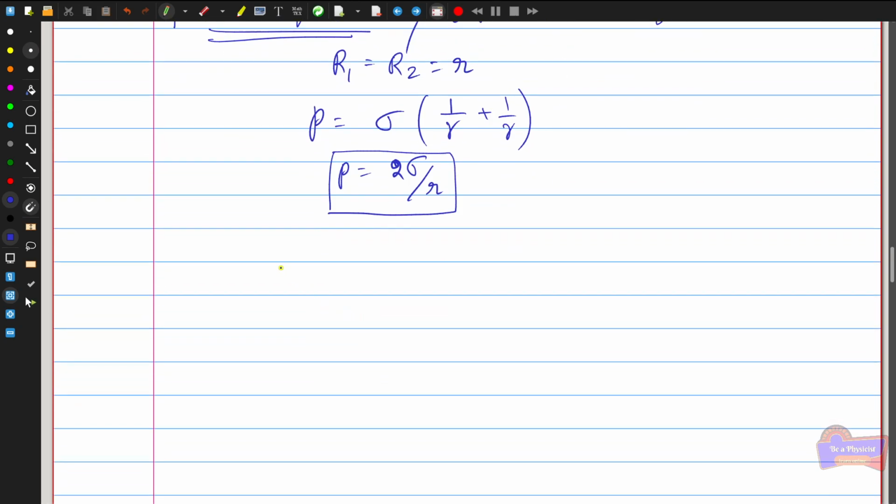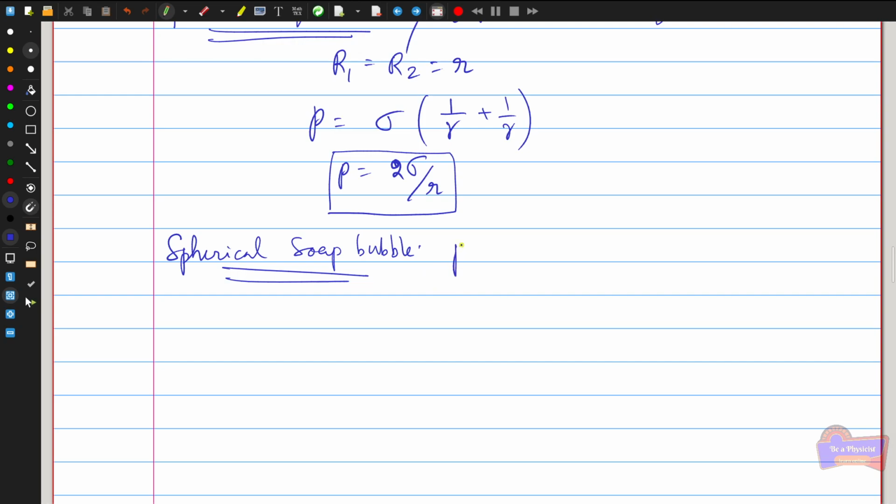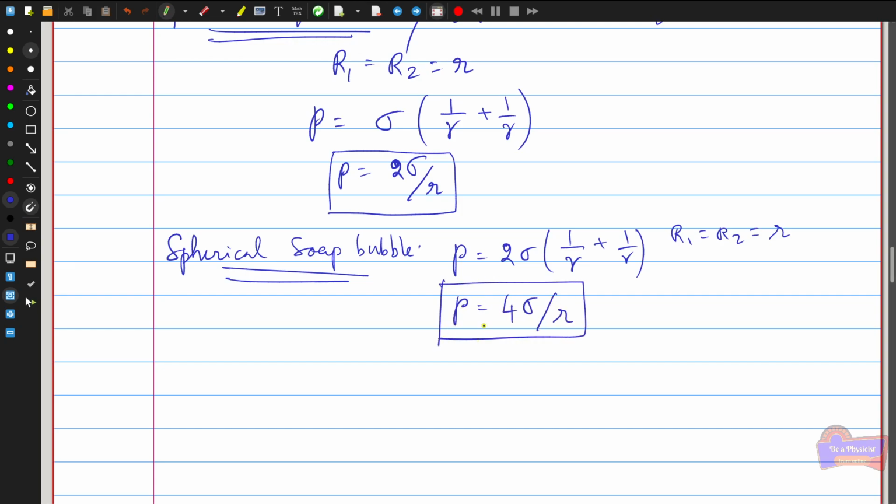Similarly, for the spherical soap bubble, the area of contact with the air is twice, so the excess pressure is 2 times sigma into 1 divided by R plus 1 divided by R again, because R1 and R2 are equal to the radius R because of the spherical shape. So I can write P is equal to 4 sigma divided by R.